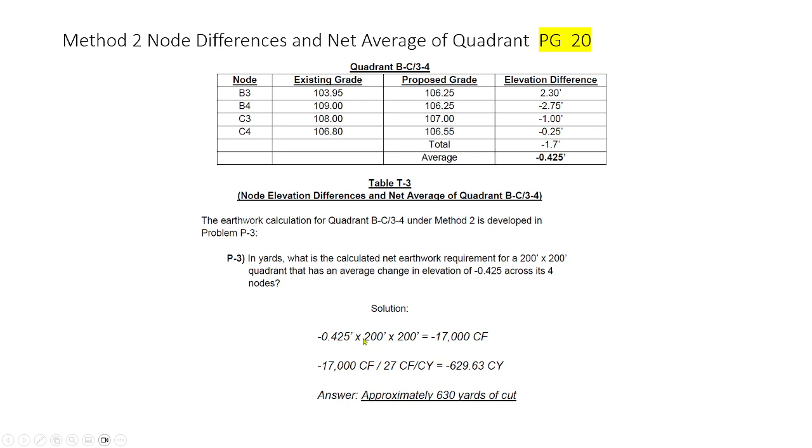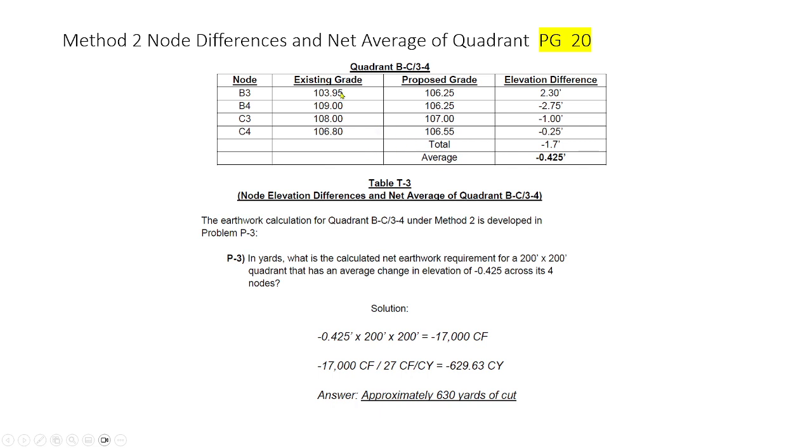No, that's the solution. The earthwork calculations for BC3-4 under method 2 is developed in problem 3. So this is method 2, which I don't think is going to be a whole lot of difference, but remember we dealt with this a little differently in 1. We totaled these up and got an average first, right?